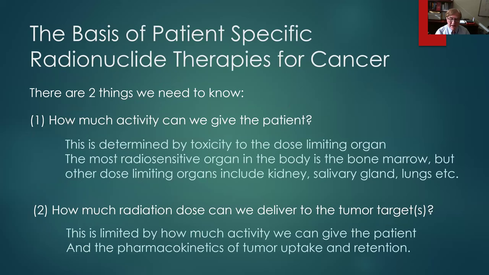The basis of patient-specific radionuclide therapies of cancer is the following. There are two things that we really need to know. First, how much activity can we give the patient? And this, of course, is determined by the toxicity to the dose-limiting organ. The most radiosensitive organ in the body is, in almost all cases for radionuclide therapies, the bone marrow. But there are other dose-limiting organs to consider too, and these would be kidney, salivary glands, lung, and possibly others, depending on the targeting agent used.